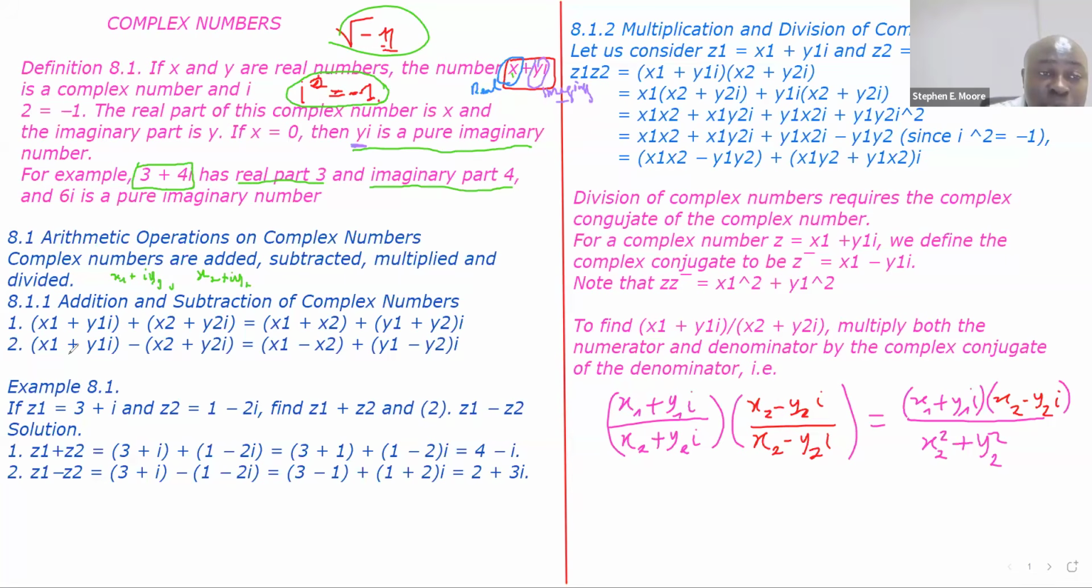You can subtract them as well. In this case, we have x1 plus iy1 minus x2 plus iy2. If we do that subtraction, we take the real parts, so here it's x1 minus x2, and then we take the imaginary part, which in this case is y1 i minus y2 i.